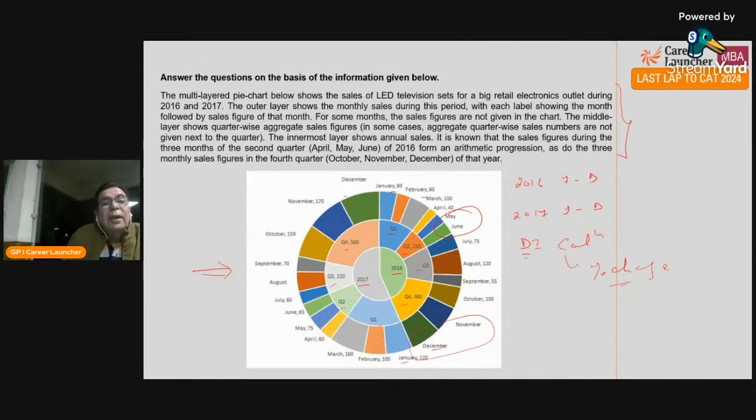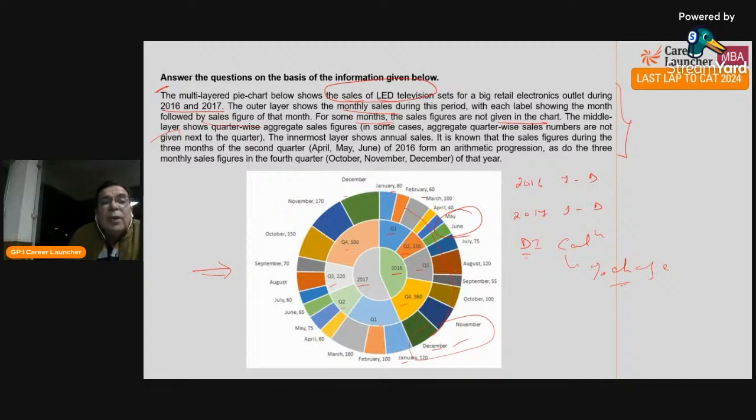I have still not gone through the information. Now let's look at the information which is given to us. The multi-layered pie chart shown below is the sales of LED televisions for a big retail electronics outlet during 2016 and 17. The outer layer shows the monthly sales, as we have already identified. This is monthly sales, with each label showing the month followed by the sales figure for that month. For some months, the sales figures are not given in the chart, as we had already noticed.